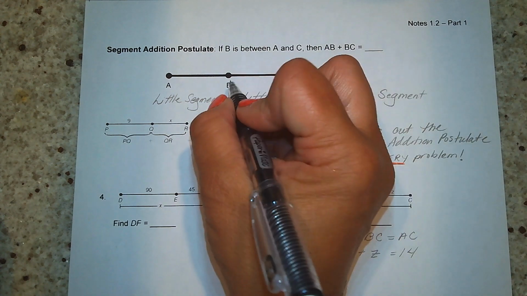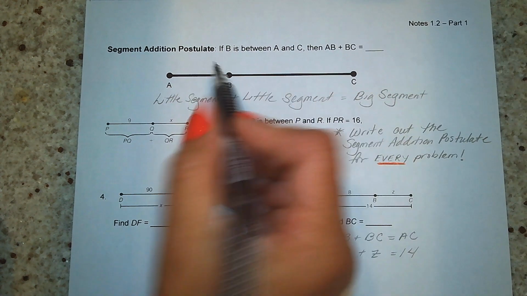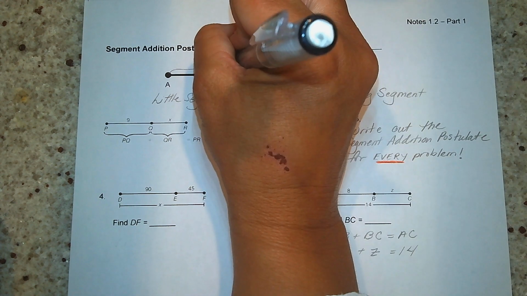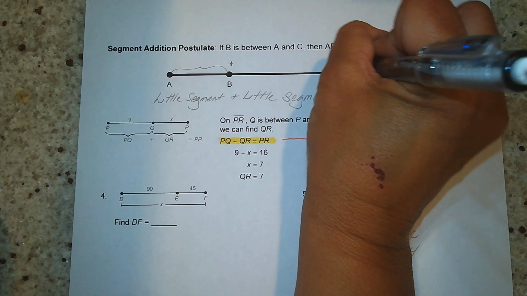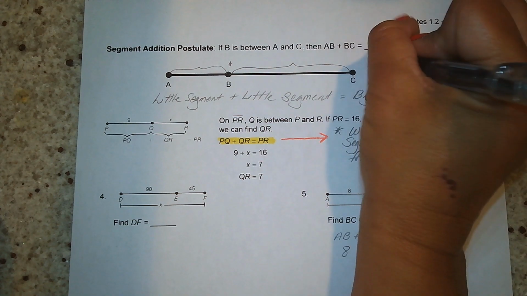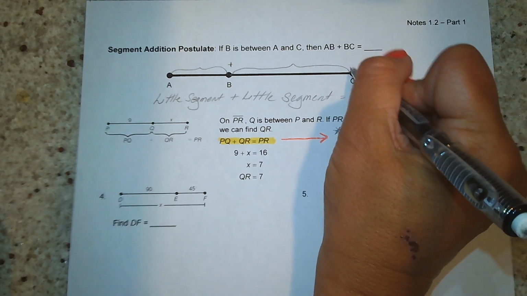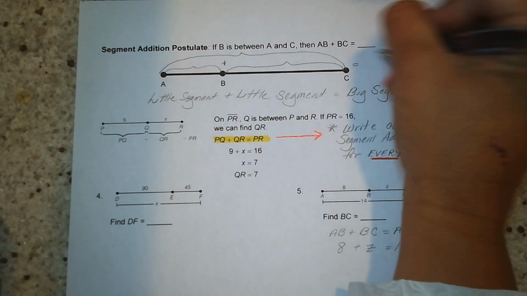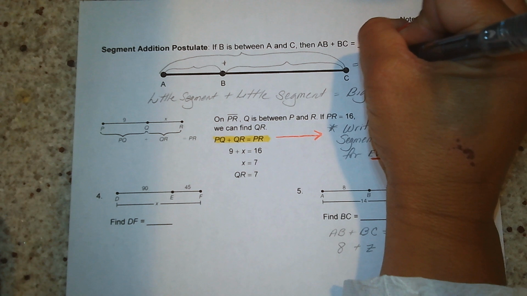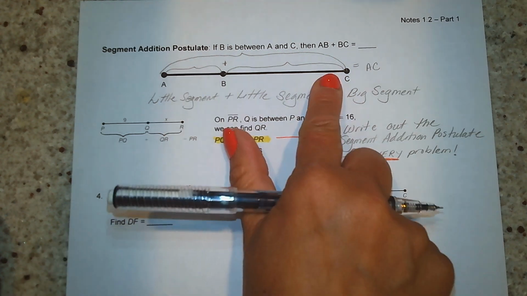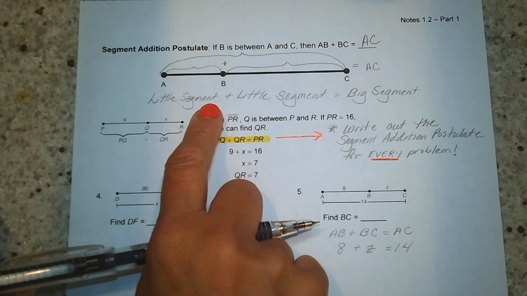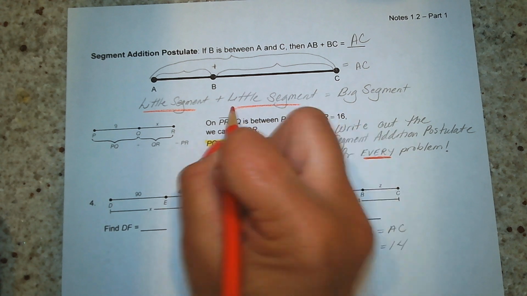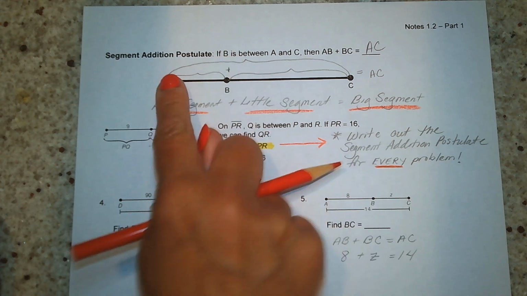Basically what it says is if you have a point between two other points, then you can add your two little segments together. So I can take this segment AB, and I can add that to this segment BC, and that will equal the entire whole big segment, AC. So AB plus BC is equal to AC. Little segment plus little segment equals big segment. This is the way that I want you to remember it: the little plus the little equals the big.